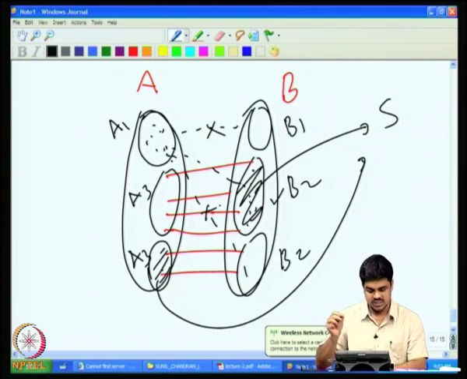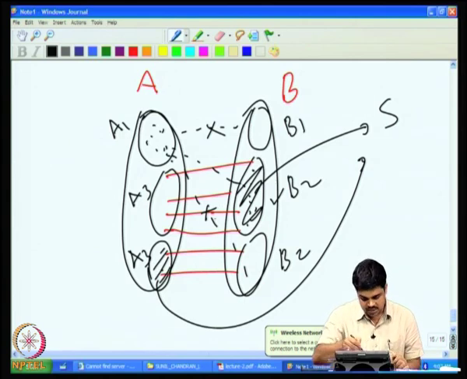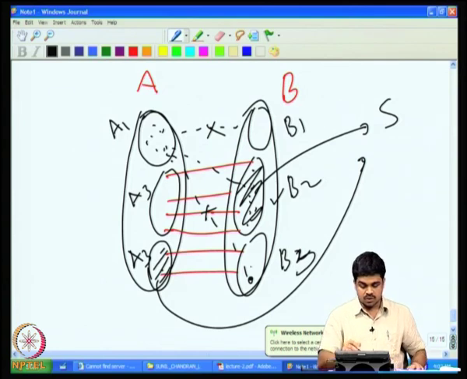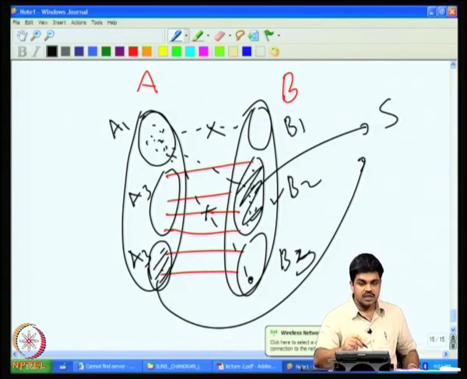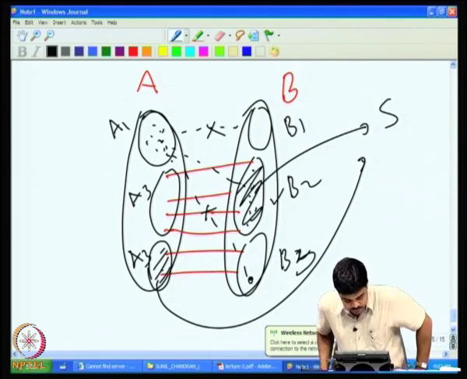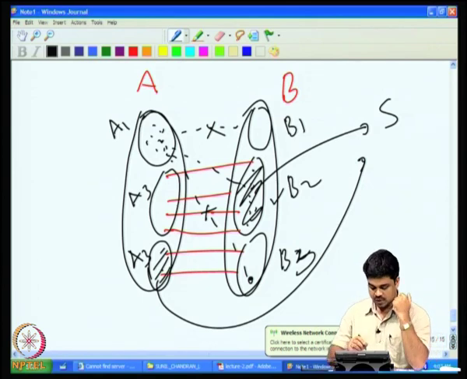There are no such edges, because if there is an edge, then it is an alternating path, and this vertex has to be in B2. Sorry, this is B3. So, therefore, there is no alternating path between A1 and B3. So, no edge between them, so there is nothing to cover. Now, let us consider this.